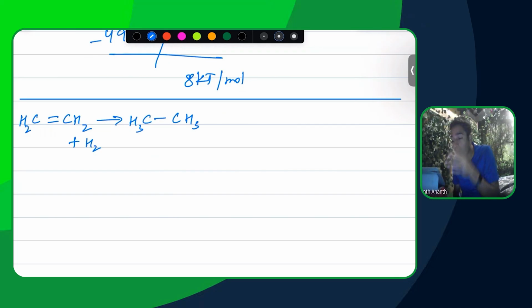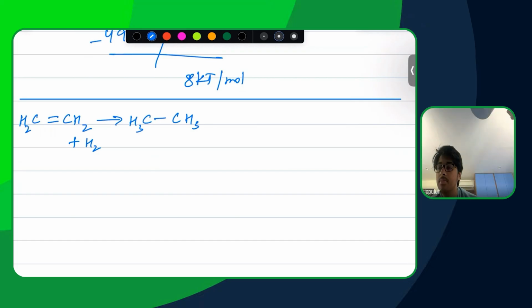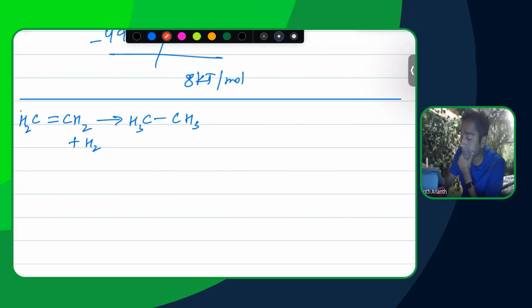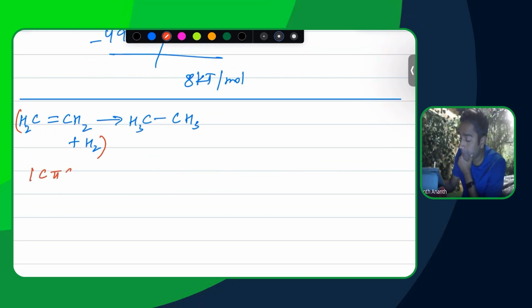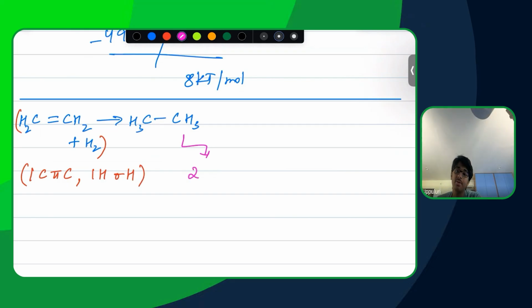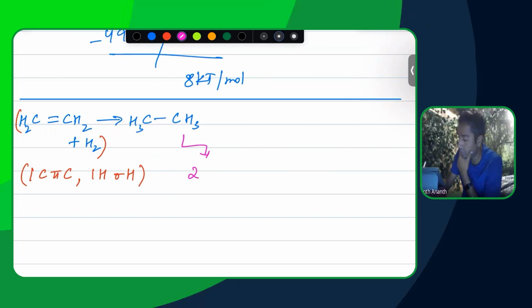This is the reaction which is exactly happening. So let's now consider the reaction a little bit more carefully and see what exactly happened. These are my reactants. What are the bonds broken on the reactant side now? The pi bond, carbon pi carbon, and one hydrogen sigma hydrogen. These are broken. What is formed here? Two C sigma H. So 2 C sigma H are formed in the process.